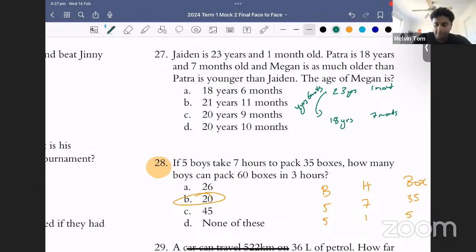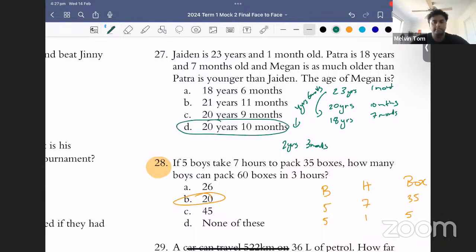And what's half of that? Half of that is the distance from Patra to Megan, and then from Megan to Jaden. So 7 months plus 3 months is 10 months, and 18 years plus 2 years is 20 years. So Megan's age is 20 years and 10 months. Do you understand that, Joe?